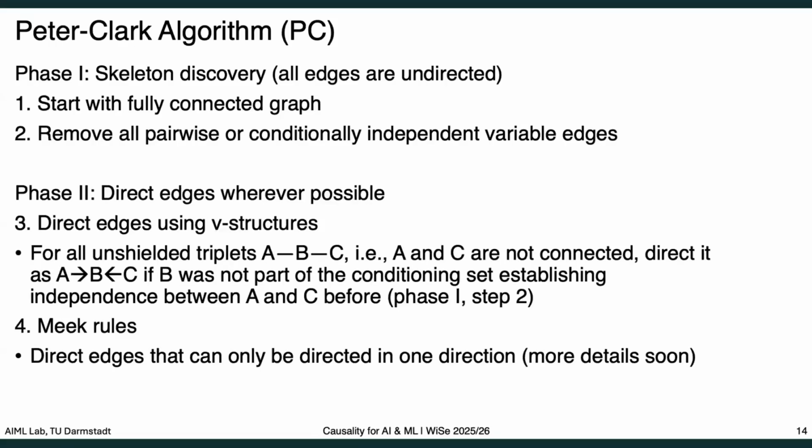And then in the second phase, we have the true skeleton, assuming the algorithm worked correctly. And then we're checking again for V structures. Here what we're doing is, a V structure, by definition, must be a triplet, A edge to B, B edge to C, but where there's not an edge between A and C. And then we can direct this triplet if and only if B was not part of the conditioning set that was used in phase one to establish independence between A and C. Because we know there must have been some conditioning set that established independence between A and C, because they're not connected anymore.